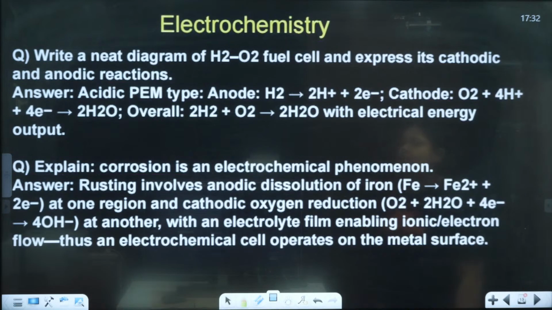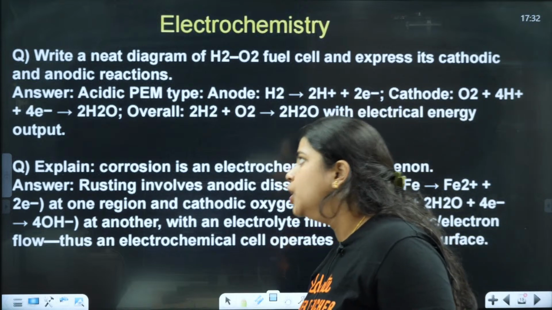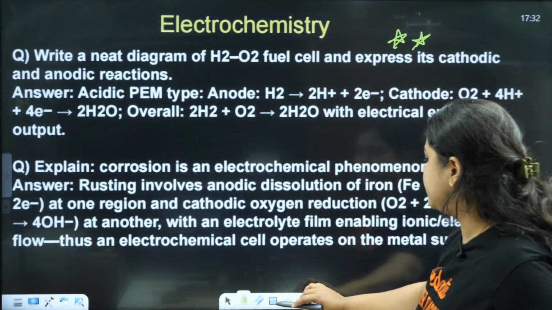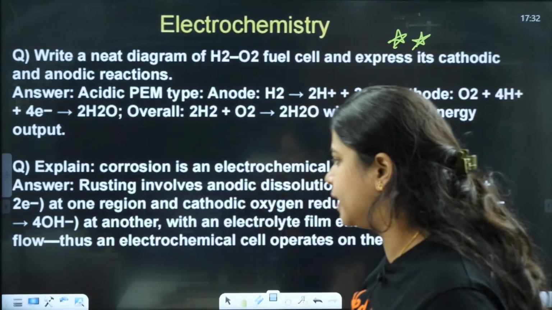Okay. Next question, write a neat diagram of a H2O2 fuel cell and express the cathodic and the anodic reaction. You people can draw the diagram. This also has been asked. Usually 3 marks are asked; sometimes 5 marks can also be asked.